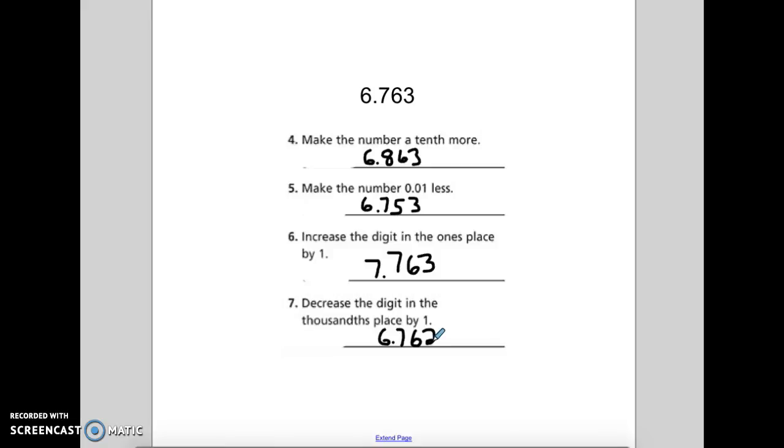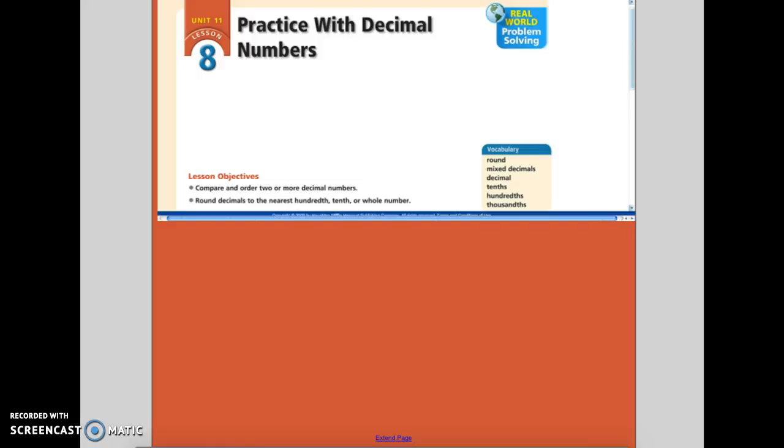So you get to practice this on your homework today. So thanks for the review. We got to practice comparing decimals, rounding decimals, and ordering decimals today.